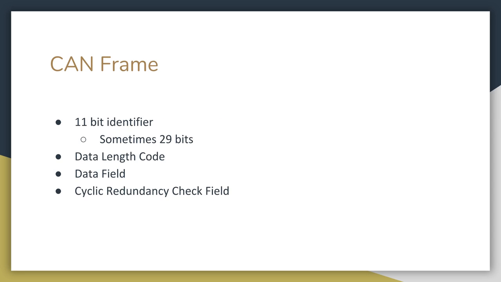So a CAN frame has an identifier field. It's 11 bits. It can be 29 bits depending on if it's an extended identifier. I'll discuss that in a second. It contains a data length code, a data field, and a cyclic redundancy check field. These are just four prominent fields within the frame.